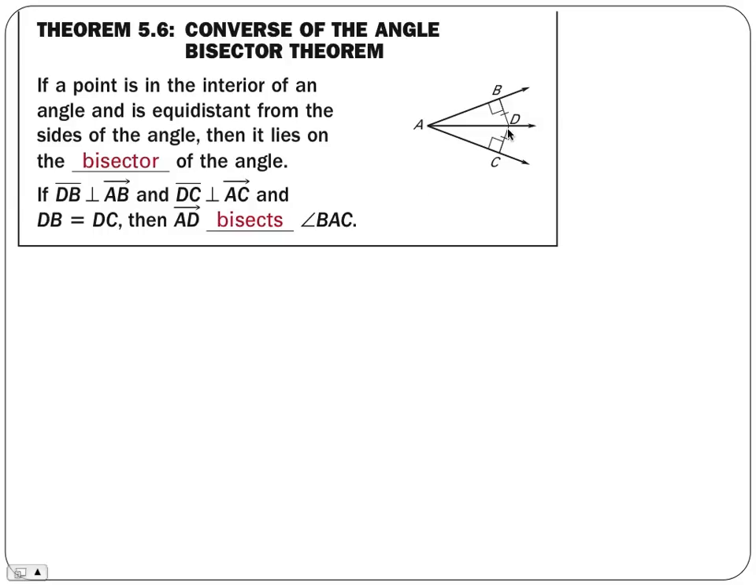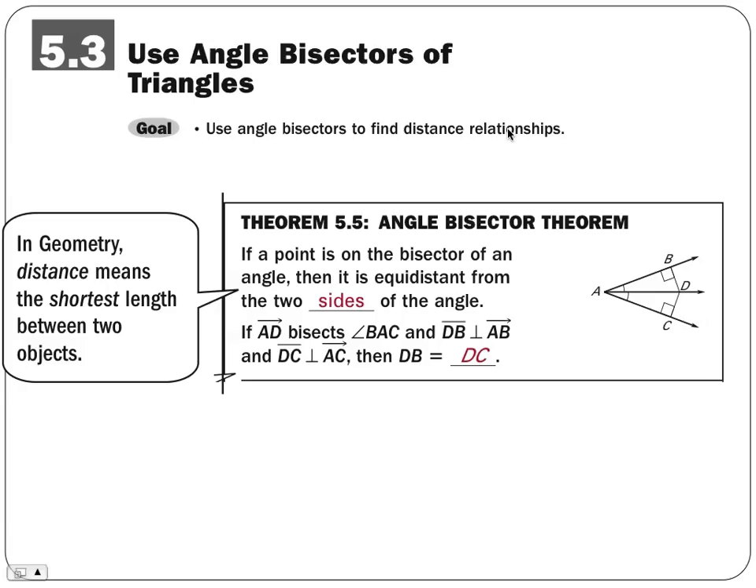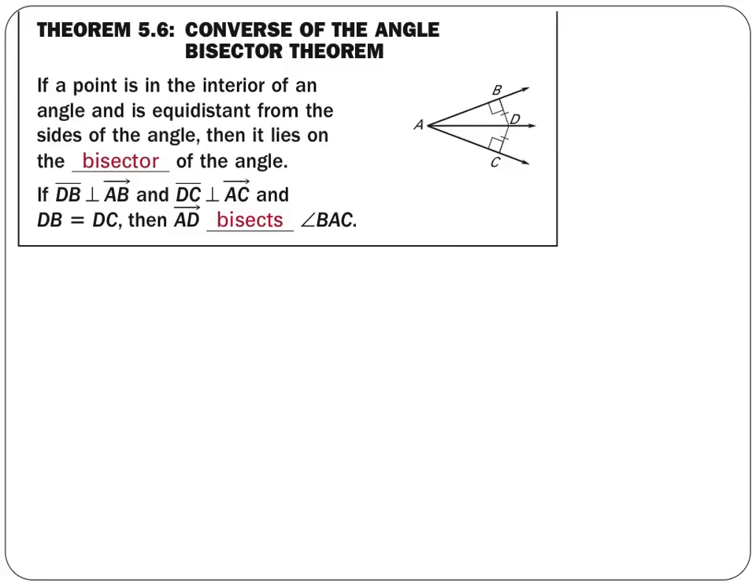So the theorem from back here says you have the angle bisector, therefore any point has to be equidistant. The converse says this: you have points that are equidistant, therefore this must be an angle bisector.